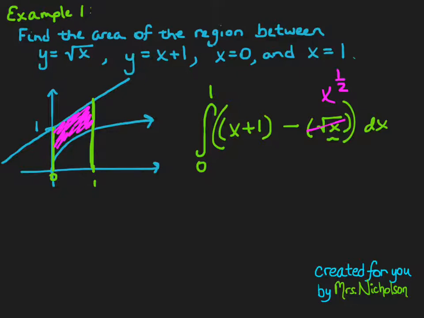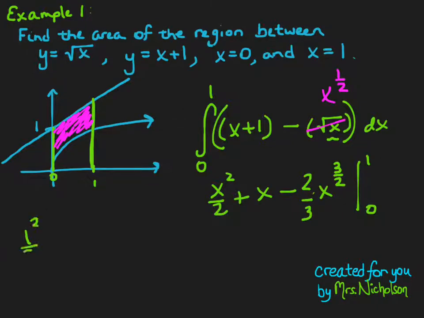So let's take this integral. The integral of x is going to be x squared over 2 plus the integral of 1, which is x, minus the integral of x to the 1/2, and that would be x to the 3/2 over 3/2, or that's the same thing as multiplying times 2/3. So that's the integral, and we want to evaluate from 0 to 1. Now when I go to sub these in, remember the 1 is going to substitute in first.